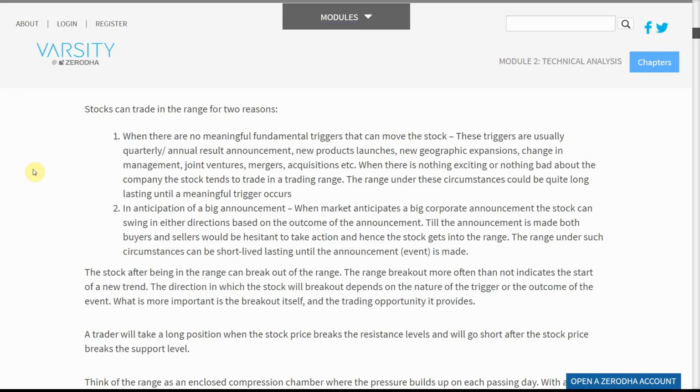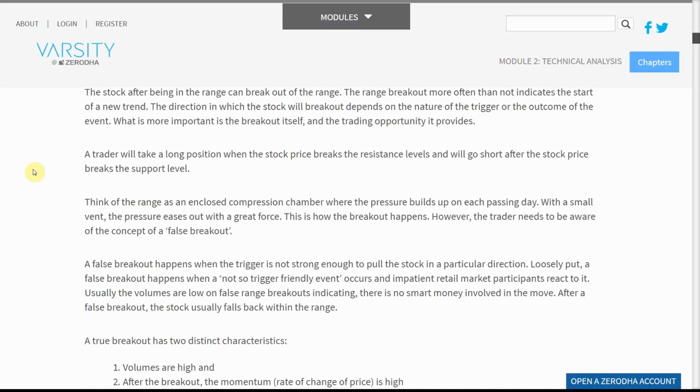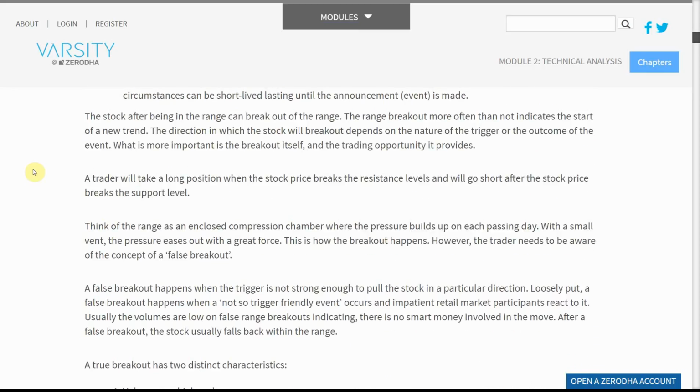The stock, after being in the range, can break out of the range. The range breakout more often than not indicates the start of a new trend. The direction in which the stock will break out depends on the nature of the trigger or the outcome of the event. What is more important is the breakout itself and the trading opportunity it provides. A trader will take a long position when the stock price breaks the resistance levels and will go short after the stock price breaks the support level.